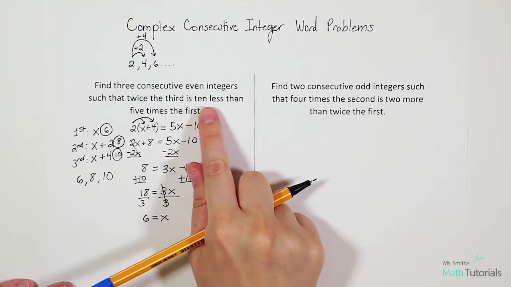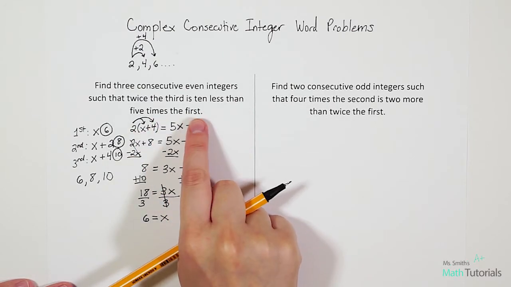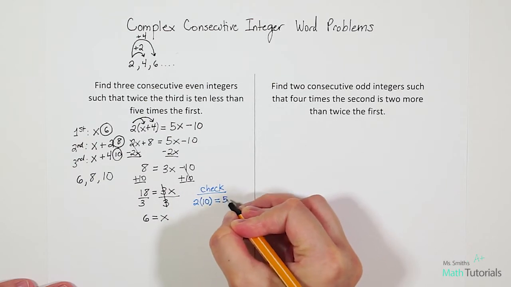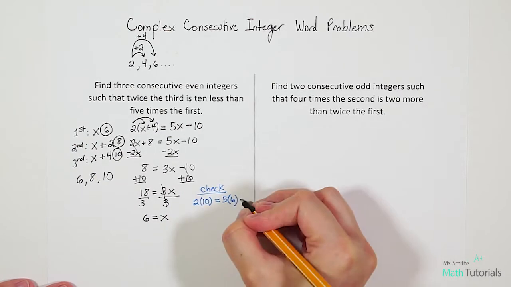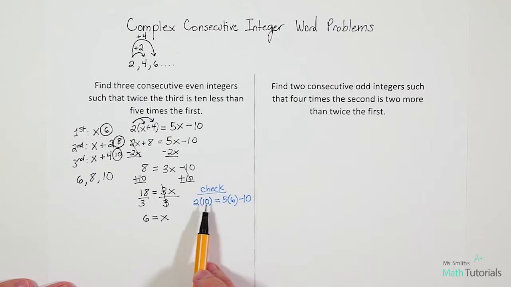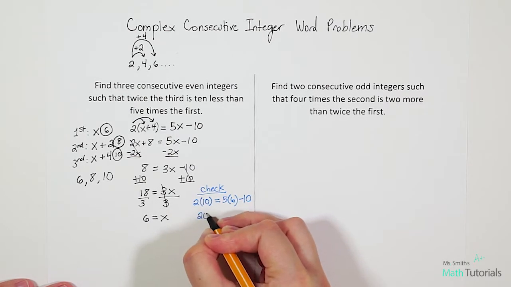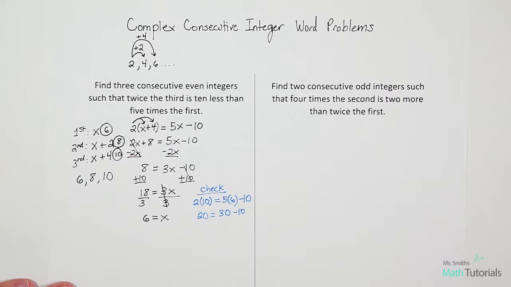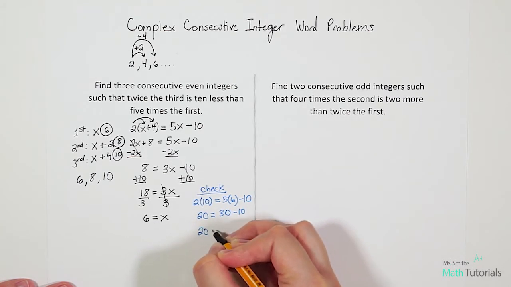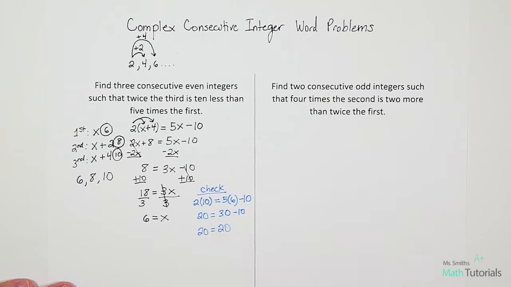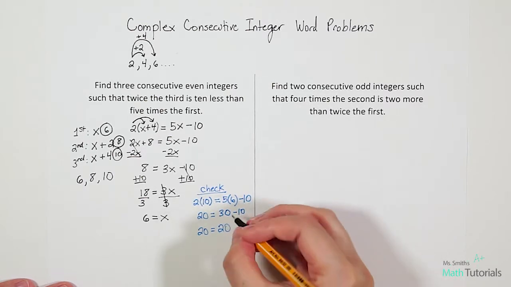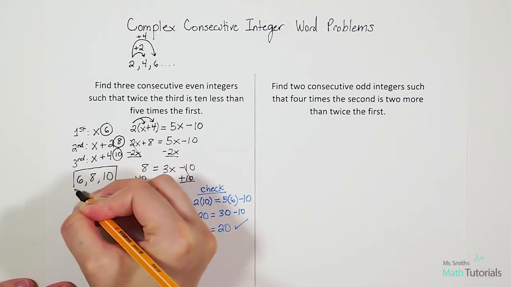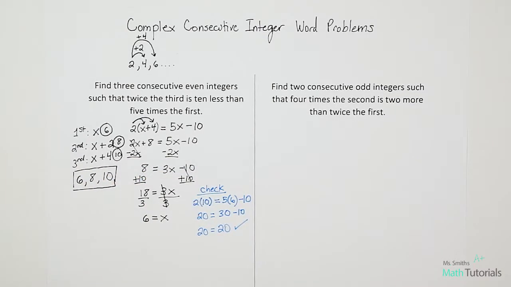equals 10 less than 5 times the first. Well, we said 5 times the first would be 5 times 6, and then it's 10 less than that. Well, 2 times 10 is 20. 5 times 6 is 30. And then what's 30 minus 10? Well, 30 minus 10 is 20. And does 20 equal 20? Yes. So we know this checks out, and our numbers are 6, 8, and 10.